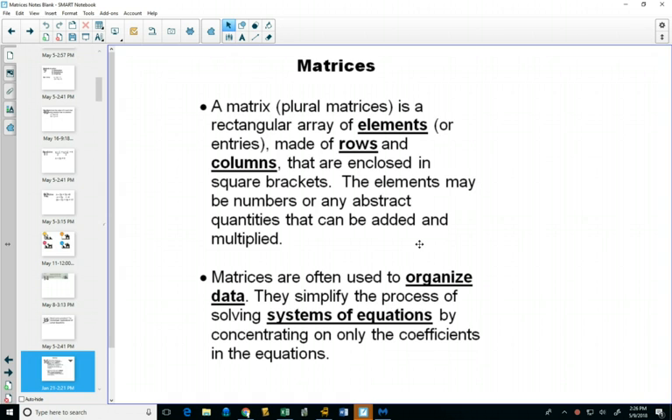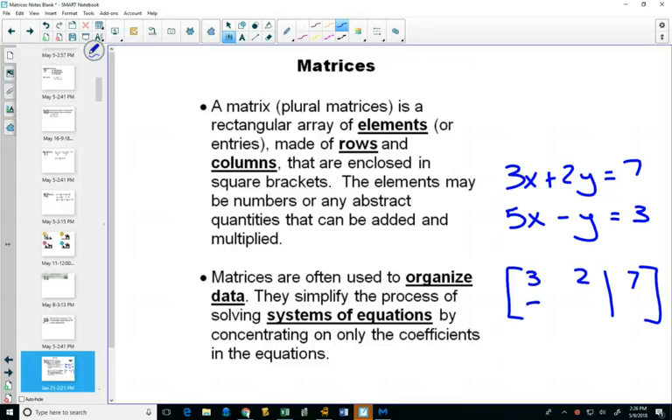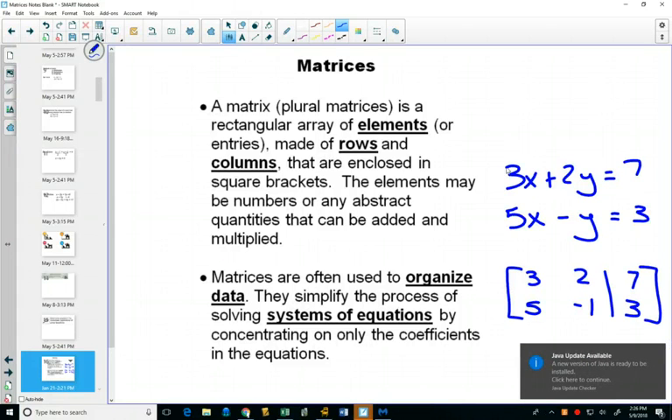Now, they're most often used to organize your data. We're going to see how and why we can simplify our systems of equations. So for example, what we used to have, if we had 3x plus 2y equals 7 and 5x minus y equals 3, we would write this as a matrix maybe like this. Well, yes, like this. This is a special type of matrix we'll later learn as an augmented matrix.